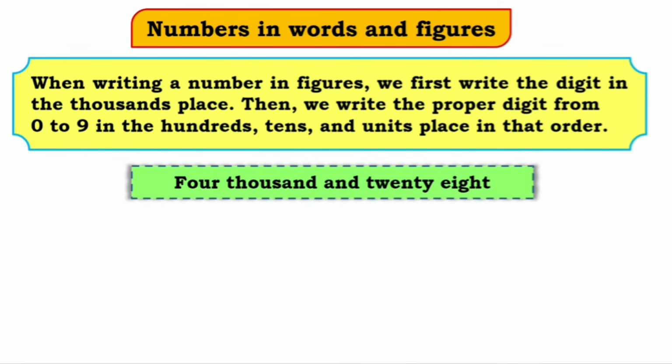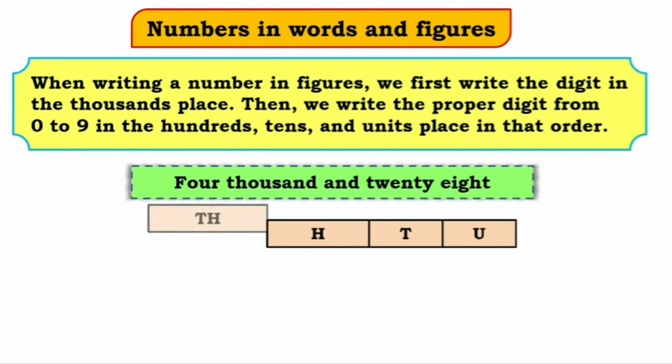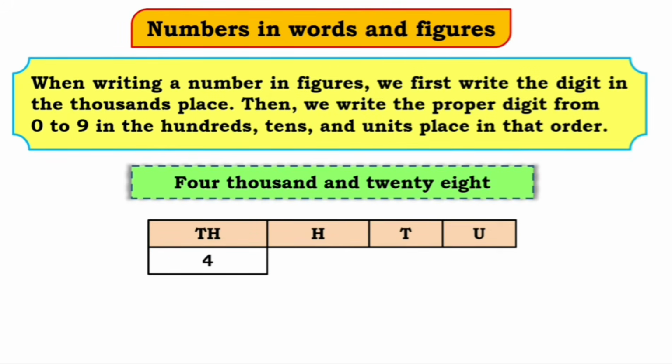Okay, so here the number is given 4028 and we have to write this number in figures. So let us write this number in figures. So first we will write places. So unit place, tens place, hundreds place and this is thousands place. So while writing a number, we should write first thousands place. So here the number is 4028. So let us write 4 in thousands place.